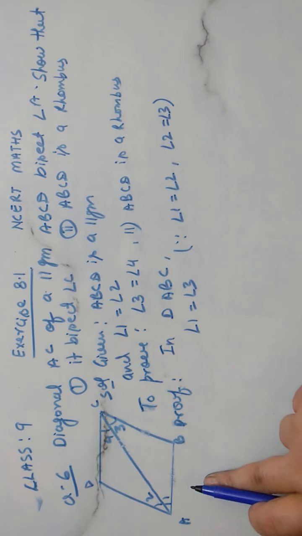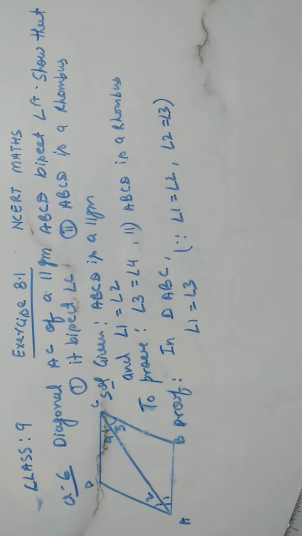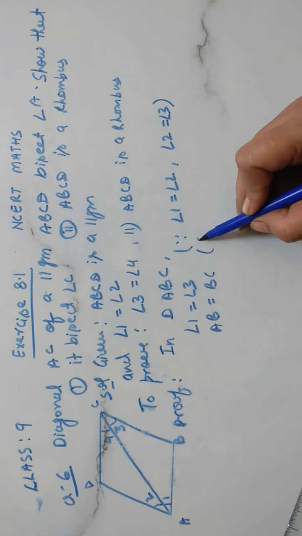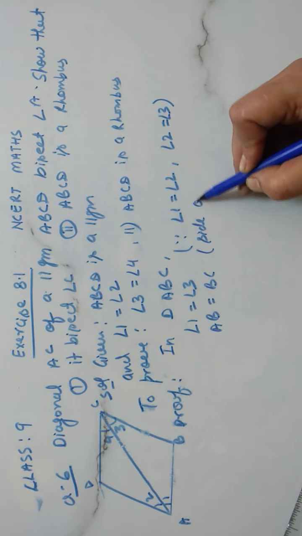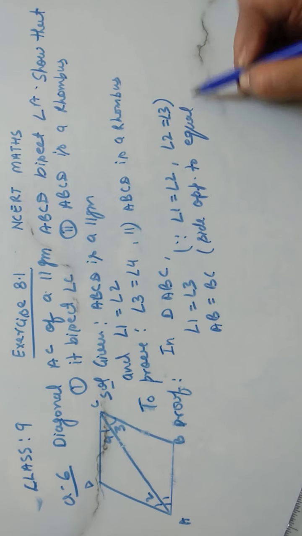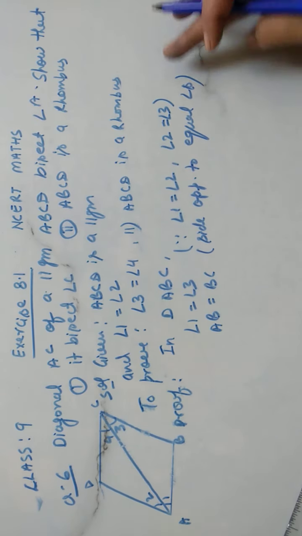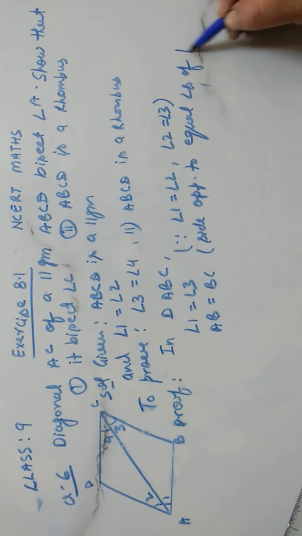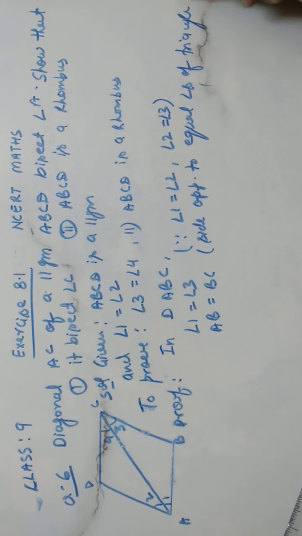Now once angle 1 is equal to angle 3, then the opposite sides are also equal. What are the opposite sides? AB is equal to BC, and the reason is side opposite to equal angles of a triangle. So these are the sides opposite to equal angles of this triangle, so these sides are equal.